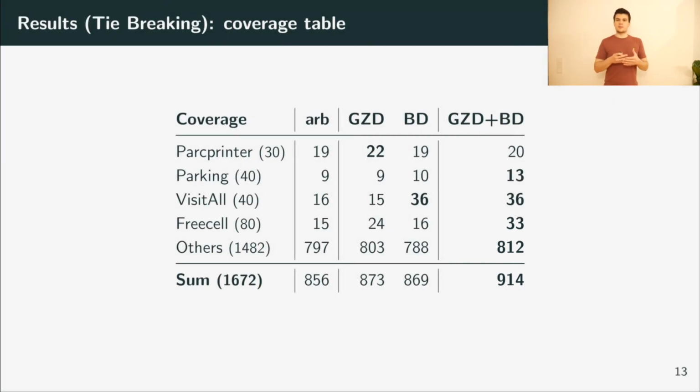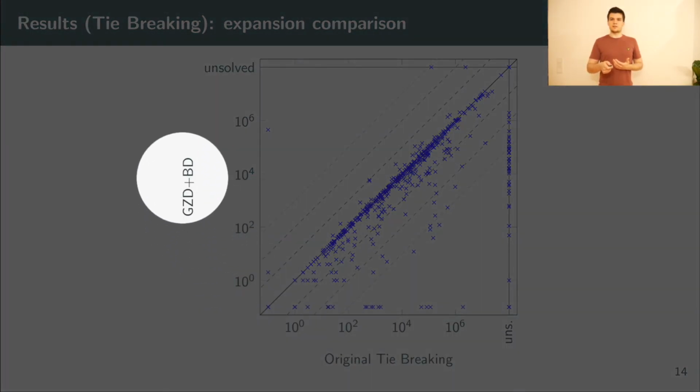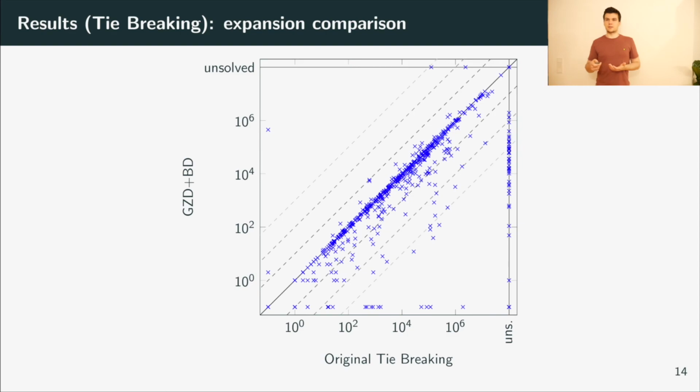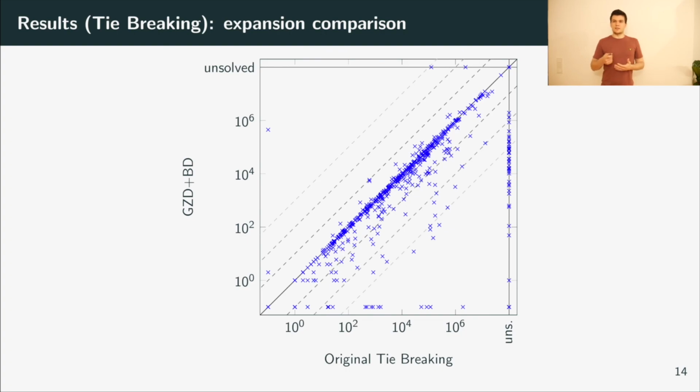So the question is, if we have these examples of where the tie breaking works really well, are there also examples where the tie breaking does decrease the quality of the heuristic? And so we want to compare the expansions of our best configuration with the original tie breaking. And as you can see, except these outliers, the expansions are generally smaller or roughly equal. So I guess you can really say that the heuristic has improved in general.